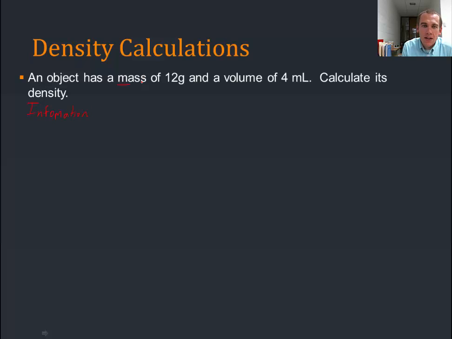So I'm told right here it has a mass of 12 grams. So over here I say m equals 12 grams. I'm told right here it has a volume of 4 milliliters. V equals 4 milliliters. So if I want to know its density, the next thing I need is the relationship, or the equation, the tool I'm using. And the tool I'm using is density equals mass over volume. And then I just put in the things I know to get what I want. So mass, 12 grams, divided by volume, 4 milliliters. 12 divided by 4 is equal to 3, and my units are grams per milliliter.